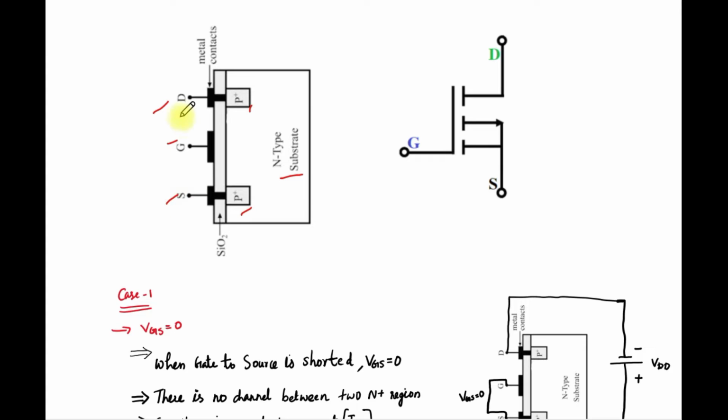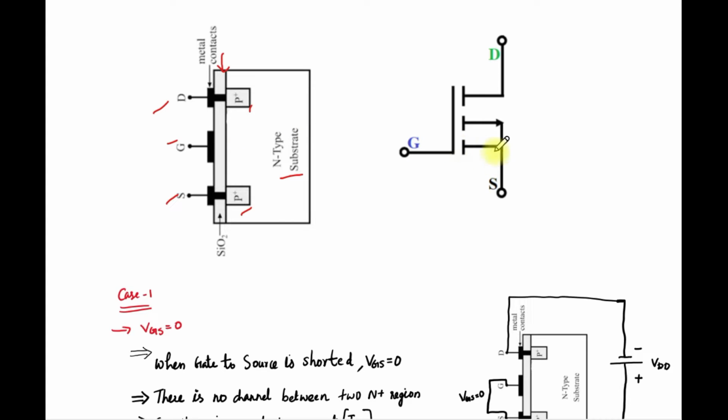Three terminals are there. The drain and the source are connected through a metal plate to the two P plus regions, and we have a silicon dioxide insulating layer, and the gate is separated from the N type substrate by this silicon dioxide layer. So there is no physical contact between the gate and the N substrate, and also no physical contact between the drain and the source through the P plus regions, because we don't have a dedicated channel here. That is why we call it an enhancement MOSFET. No channel is present here.